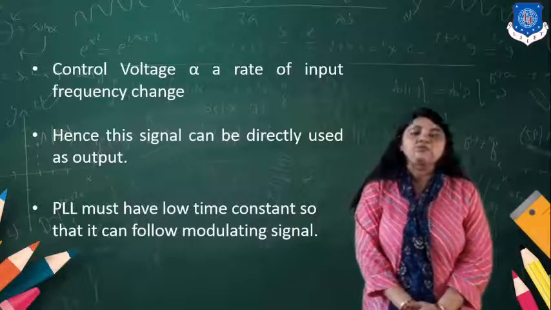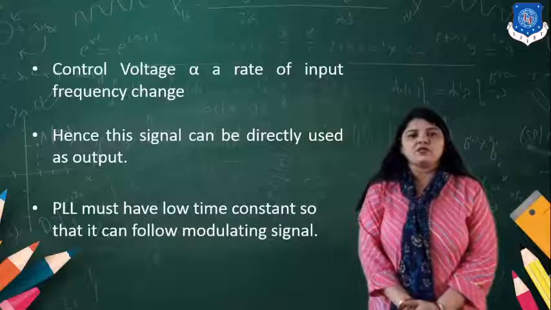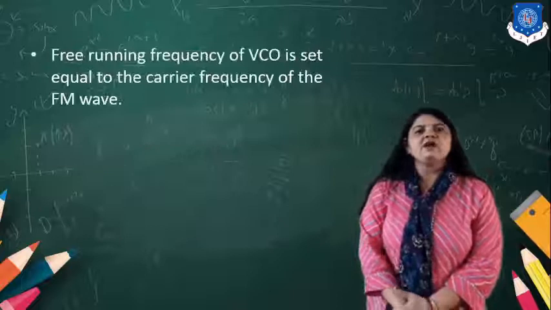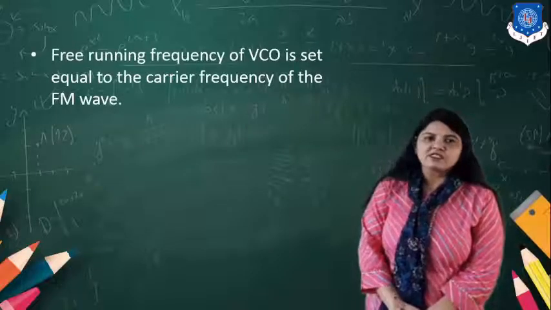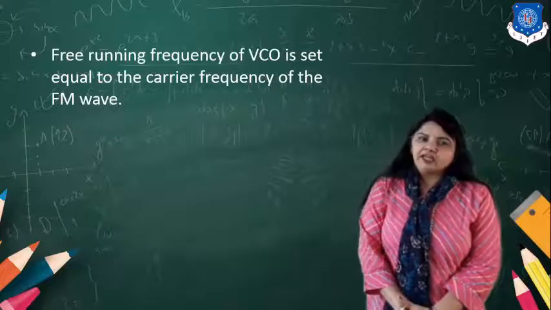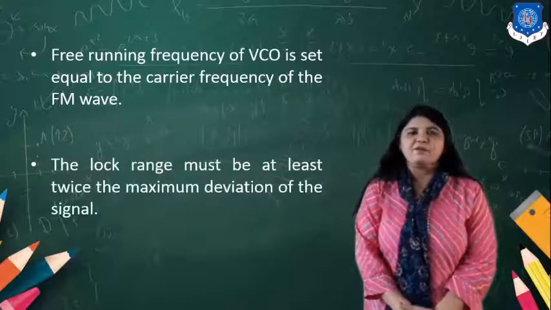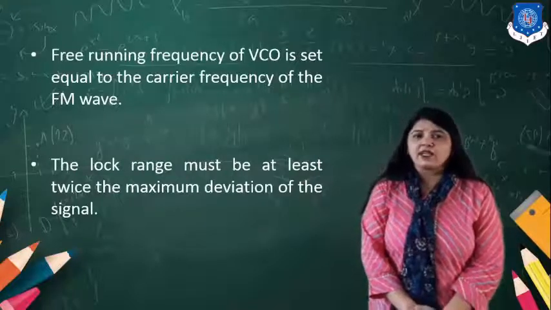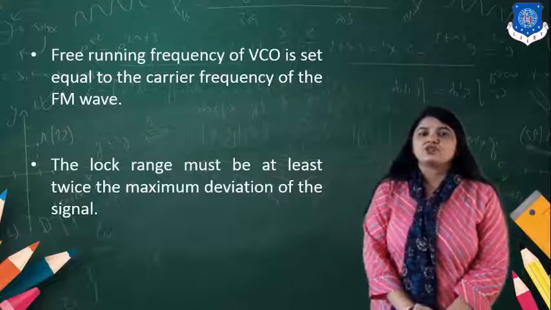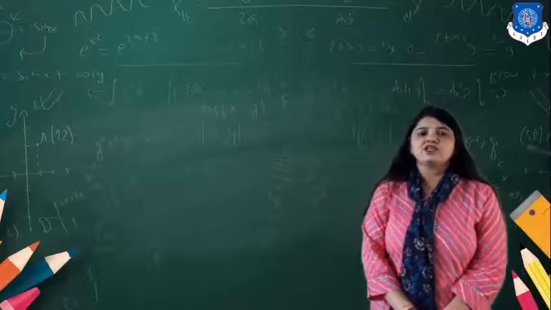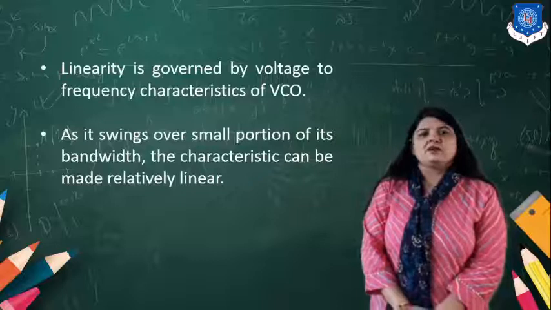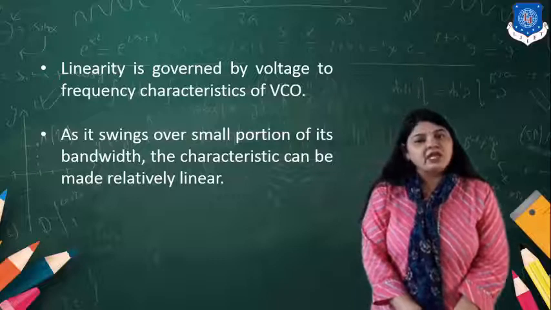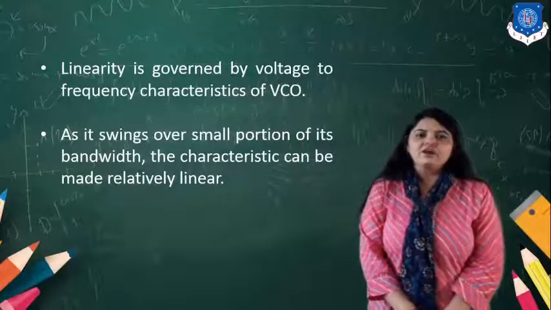Also, the PLL must have a low time constant so that it can follow the modulating signal. The free running frequency of the VCO is set to the carrier frequency of the FM wave. And what is the lock range? The lock range must be at least twice the maximum deviation of the signal. The linearity is also governed by the voltage to frequency characteristics of the VCO.